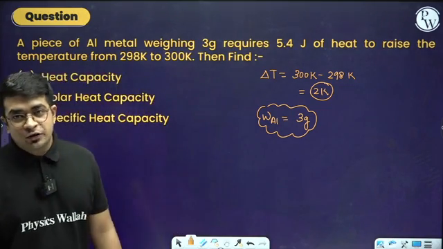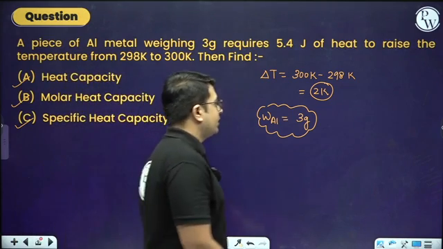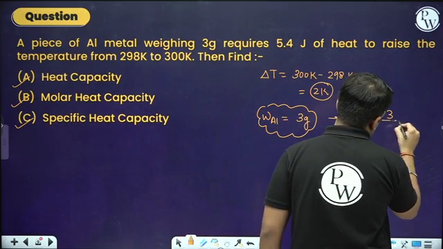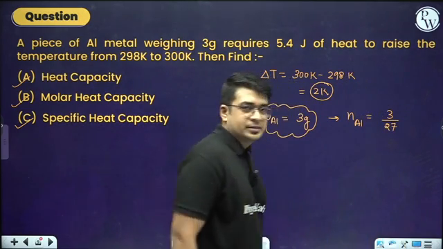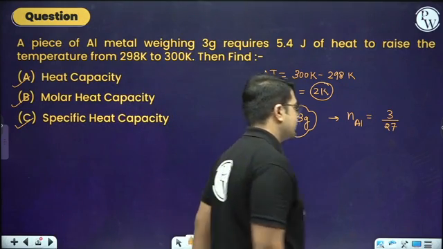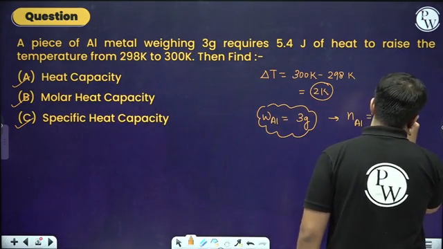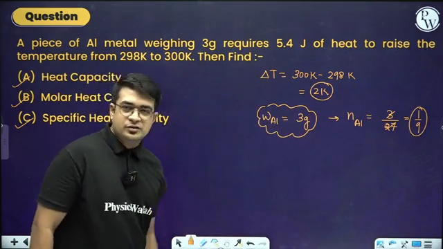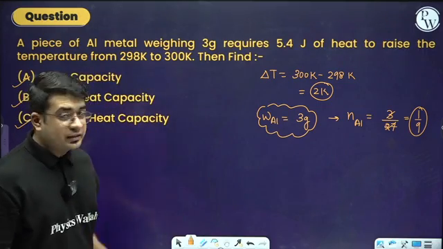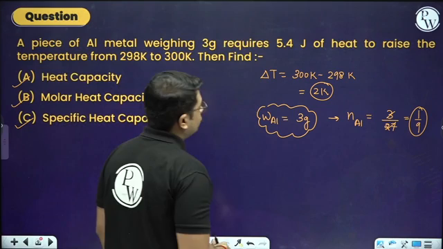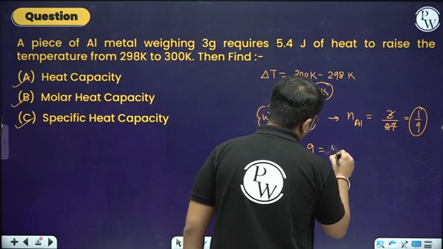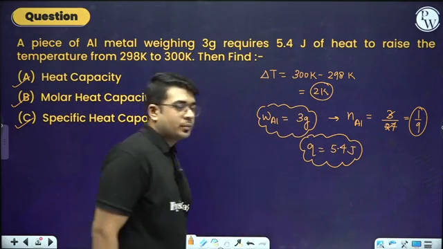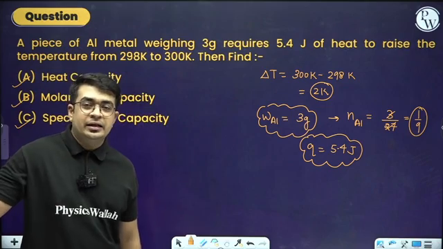Every part is already given to you. If 3 grams of aluminum are given, you can say that the number of moles of aluminum is 3 divided by 27, which is the molar mass, or I can say atomic mass, of aluminum. So that will be 1 by 9. So you have calculated the amount, which is 1 by 9 moles. You know that the heat in this case is 5.4 joule. So the Q value is already given, which is 5.4 joules. Now you can easily apply all the formulas to calculate whatever relevant quantity is required.